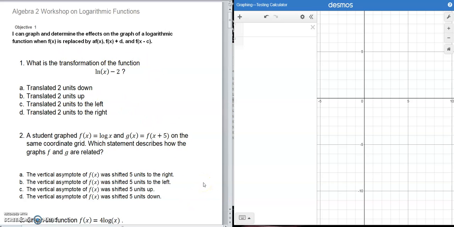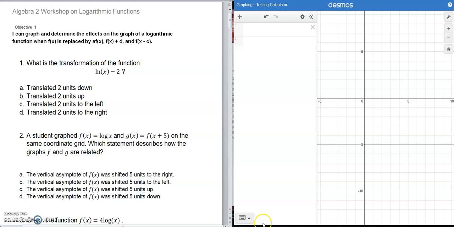Question number one, what is the transformation of the function ln x minus 2? All right, let's try to recall this. Whenever you have a plus or a minus, it is a slide, it's a translation, it is a shift. If the plus or minus is inside the parentheses, it is a horizontal shift. Now, because this is outside, this is a vertical translation. This affects the y values. Therefore, the answer here is A. It is a translation 2 units down.